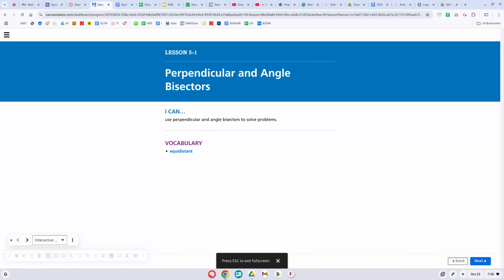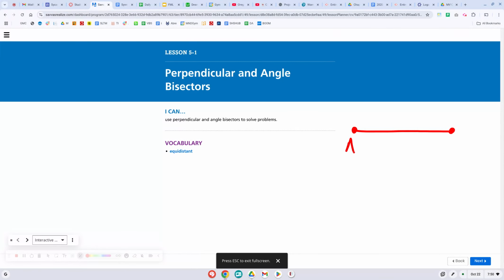All right, boys and girls, little 5-minute lesson here on perpendicular and angle bisectors. Okay, so let's take a look at the words. A perpendicular bisector is done to a segment.